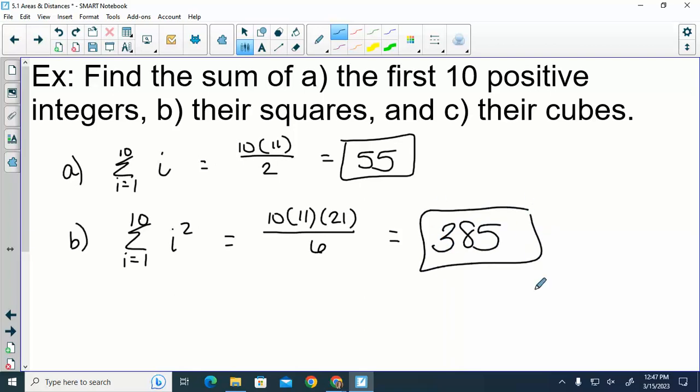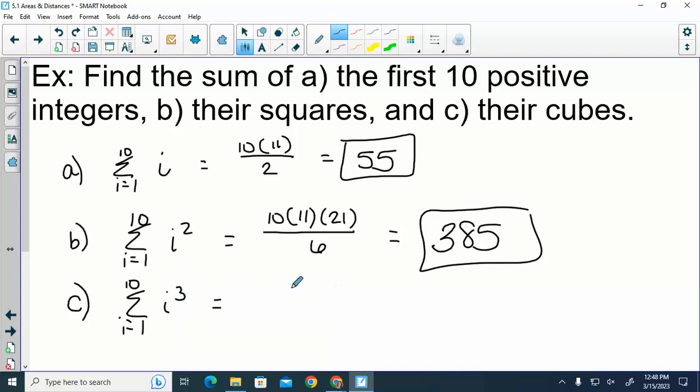Okay. Check it. What's 1 squared, what's 2 squared, what's 3 squared, what's 4 squared, all the way up to 10 squared? Oh, this was on our homework actually. 285. 285 or 385? Did you add in 100? 385. Okay. See? I read the number wrong. I want to do the cubes.